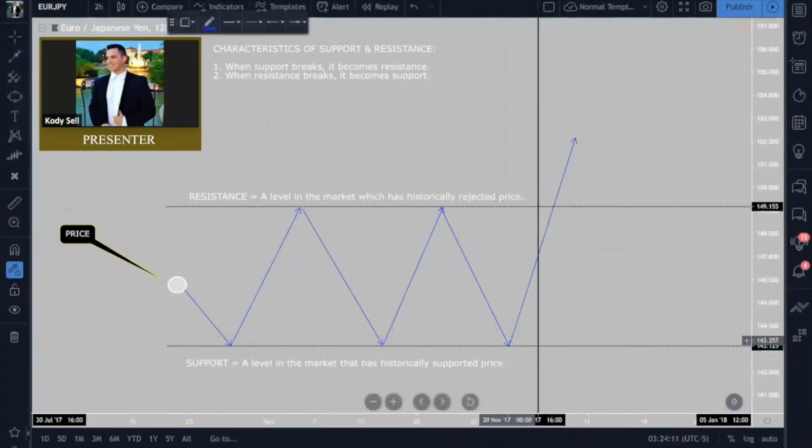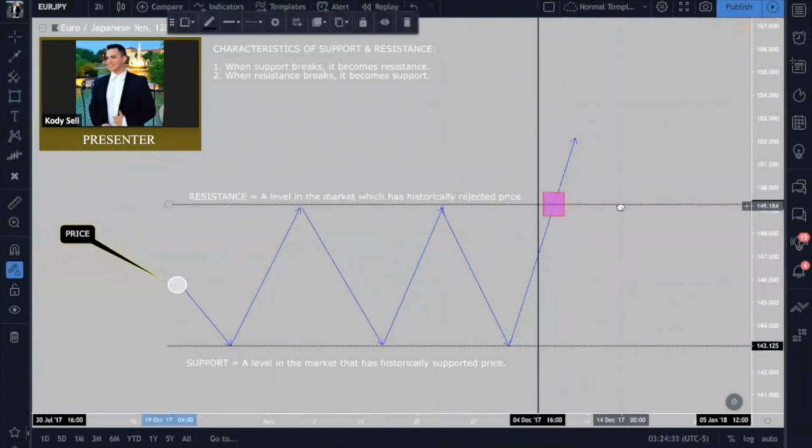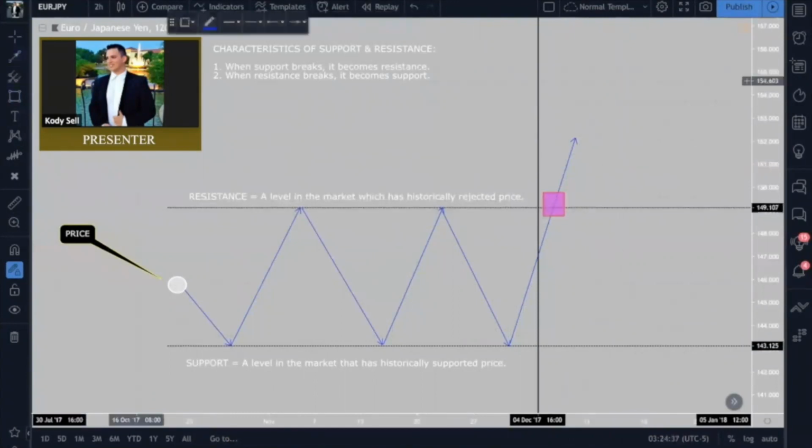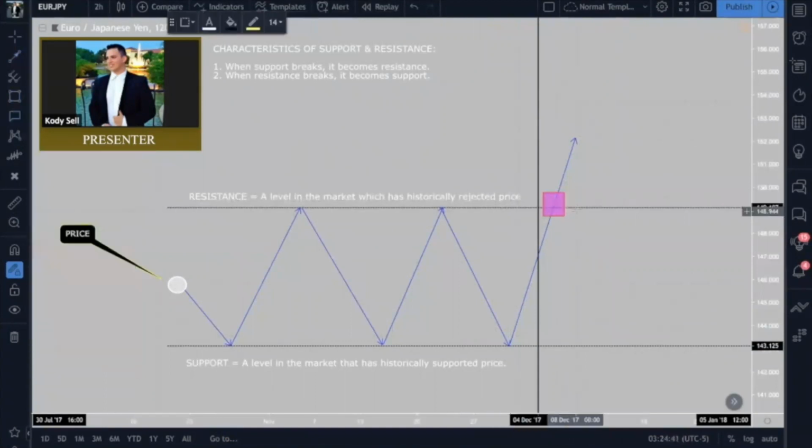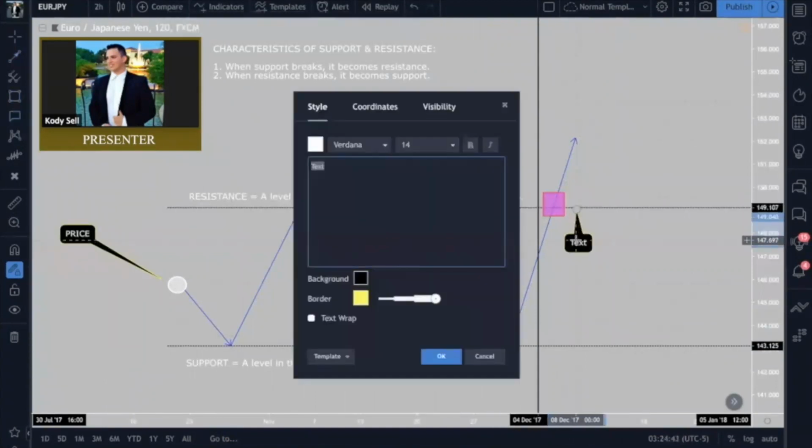Once price breaches a resistance, so when this breach takes place right here, this level right here is no longer acting as a resistance. Now what's going to happen is that it's actually going to act as a support.